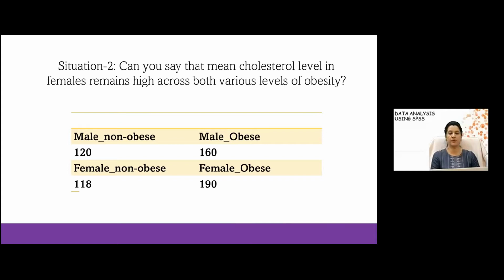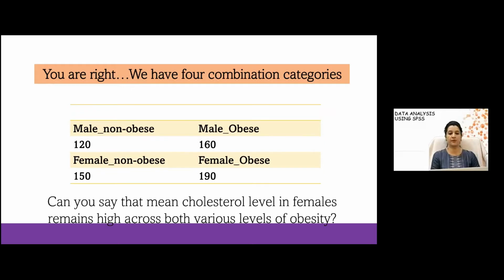So did you get this? Did you understand what is the effect of this second variable? Because in the first, even if you don't take gender into account, both male and female, they are showing the same pattern, that the females are having high blood pressure, high cholesterol as compared to men. If you take gender also, then also that is maintained. Females are having high blood pressure in both the categories, whether they are non-obese or obese.